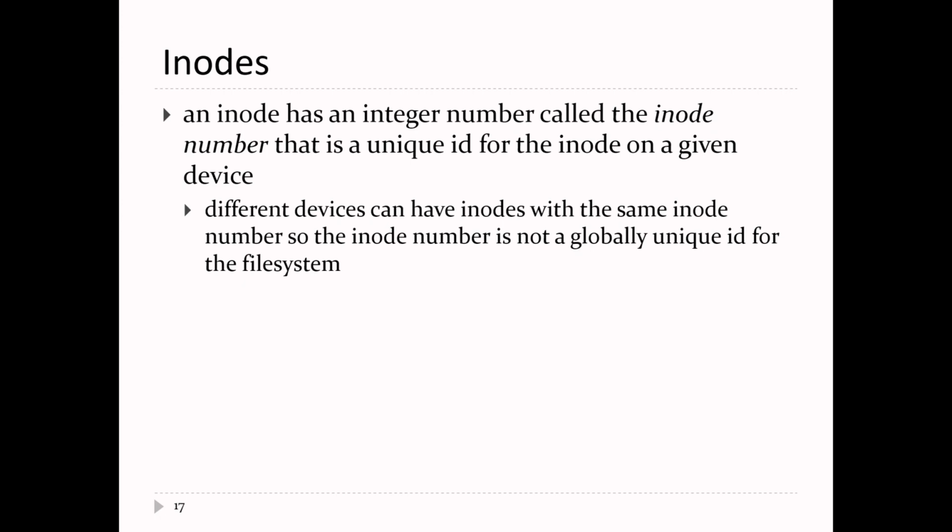Every inode is assigned a unique integer number, so that just identifies the inode. So every inode has an integer value, and that's the identifier for the inode. On a given device, say, my disk drive, the inodes are unique. If I have two disk drives on my computer, though, you can reuse the same inode number on both devices. So inodes are unique per device, but they're not unique across devices. Okay, so that's what an inode is. An inode stores information about the file.